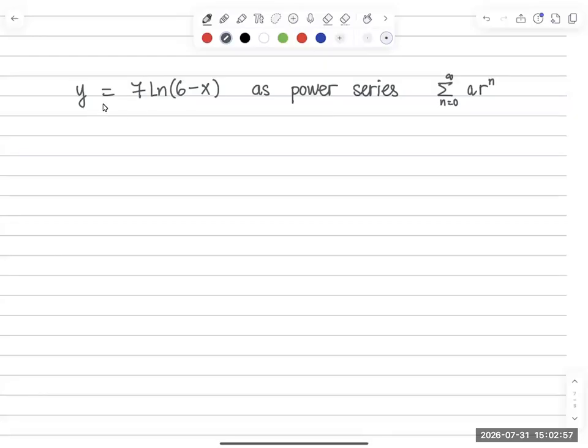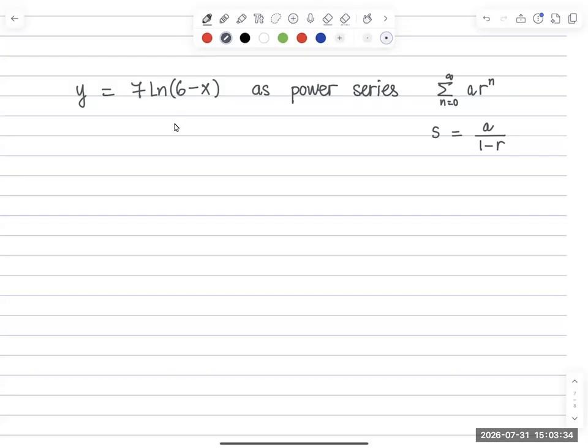Now let's write the function y equals 7 ln of 6 minus x as a power series. In class, we learned that if we want to write this function as a power series, we're going to use one of the non-geometric series methods. We know that the sum of a geometric series is equal to a over 1 minus r. So we need to find a way to write this function as this sum so that we can use the geometric series.